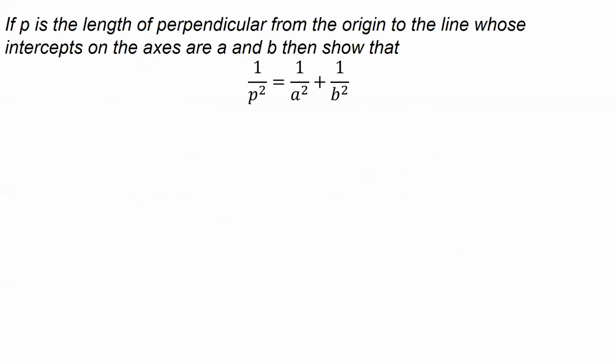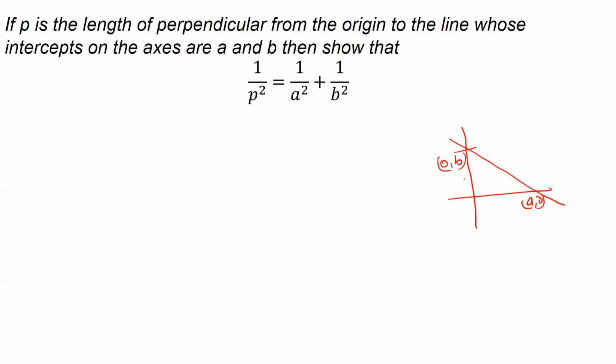If p is the length of the perpendicular from the origin to the line whose intercepts on the axes are a and b, then show that something holds. So what the question says is that there is a particular line whose intercepts are a and b on the axes. Suppose that this is our line and the x intercept is a units. So this is a comma 0, and the y intercept is b units. So this is 0 comma b.